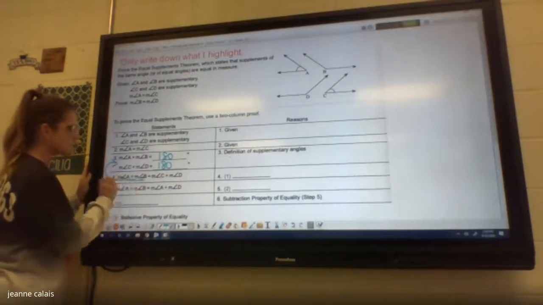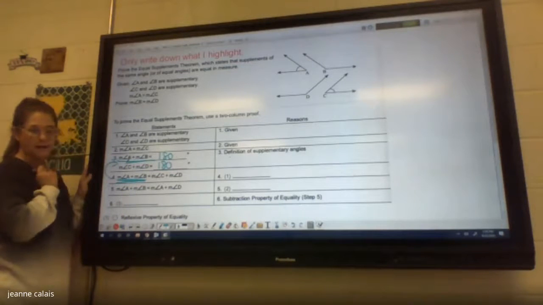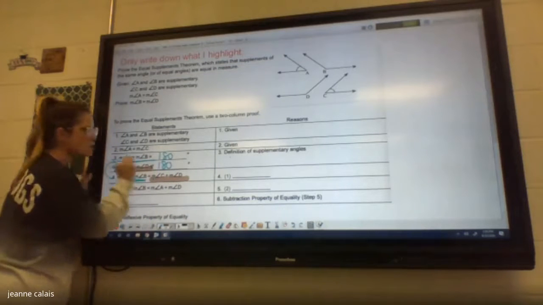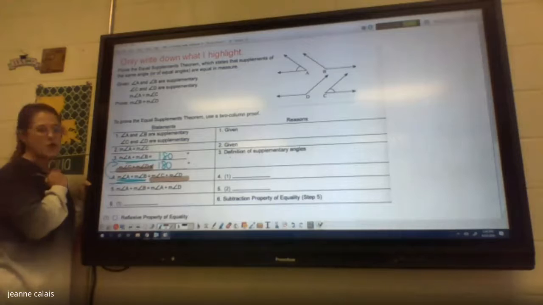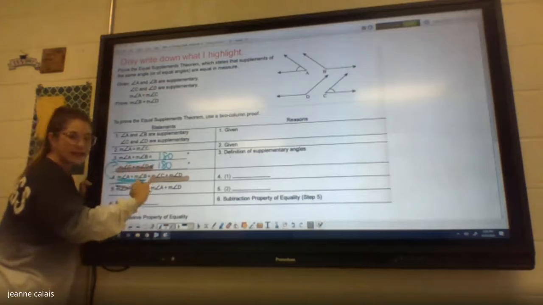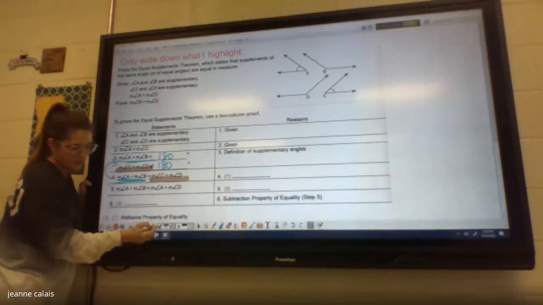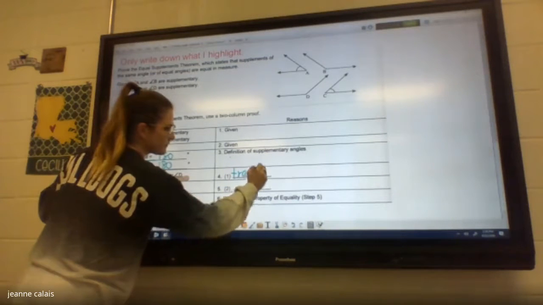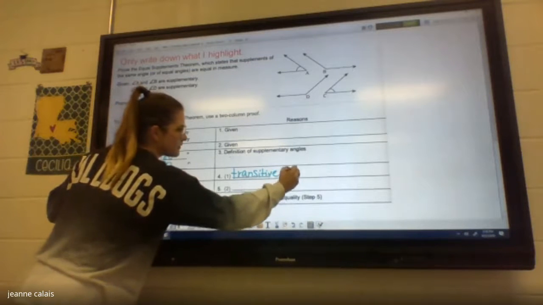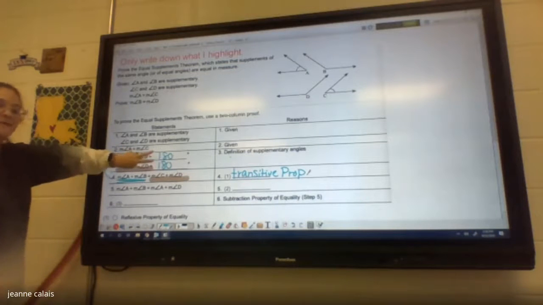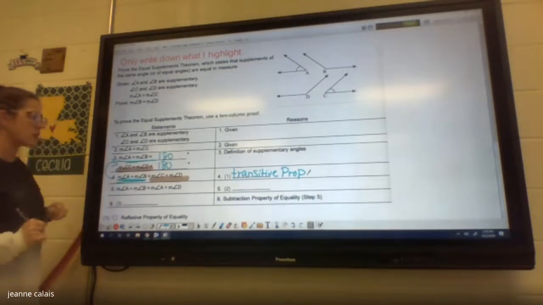Well, you have this expression here is equal to 180. You also have this expression here is also equal to 180. So if these two expressions are equal to the same value, then you state they are equal to each other. That is transitive property. That's what I'm talking about, transitive. You have to have two statements equal to the same value. Then you can say they were equal to each other. That's transitive property.